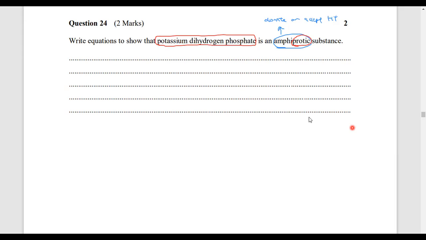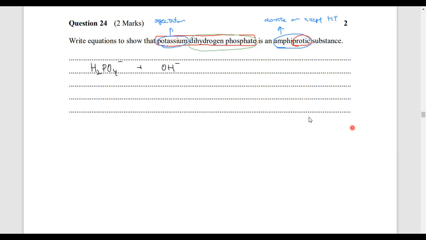the thing with potassium dihydrogen phosphate is that the potassium is really not doing anything. It's just a spectator. So it makes much more sense to just focus on the dihydrogen phosphate part. Dihydrogen phosphate means it's H2PO4-. If you want to show that it can donate, and let's make it more obvious, I suppose, with an OH-.